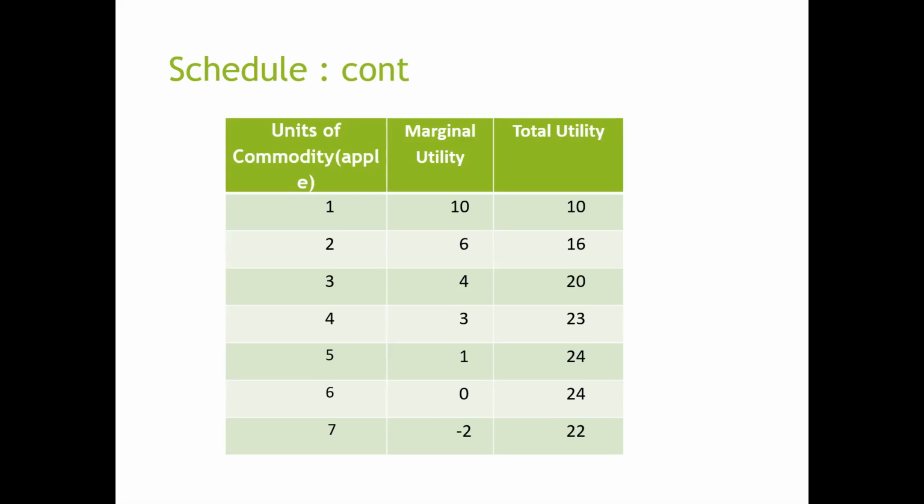This is how, if you remember the table, you write it down. You observe it and write down what you observe. MU goes on diminishing. MU is 0 when TU is constant. And when MU becomes negative, TU starts reducing, or when TU starts reducing, MU becomes negative, either way. So this is how you write it. Just remember the figures 10, 6, 4, 3, 2, 1, 0, minus 2. Automatically, you can calculate utility and write down the interpretation of the table.